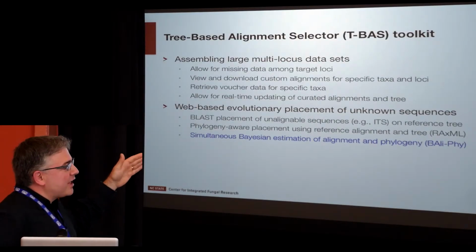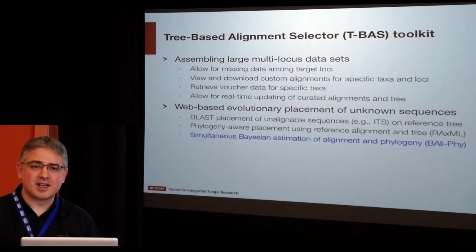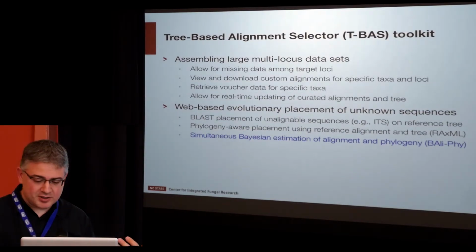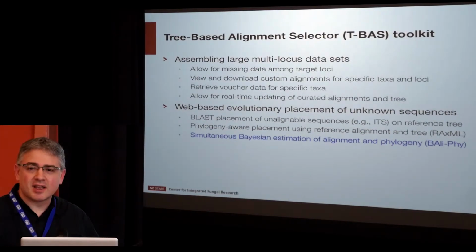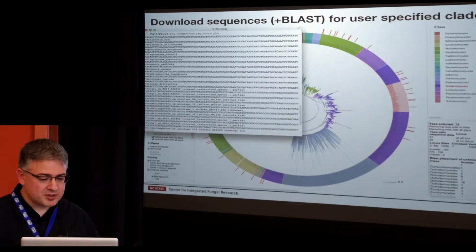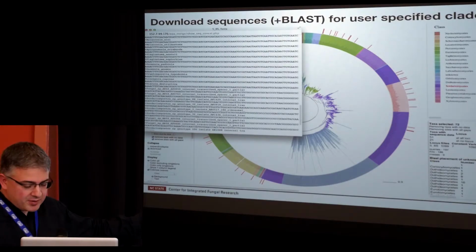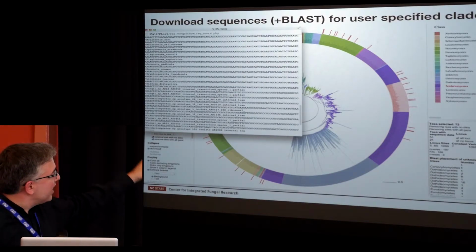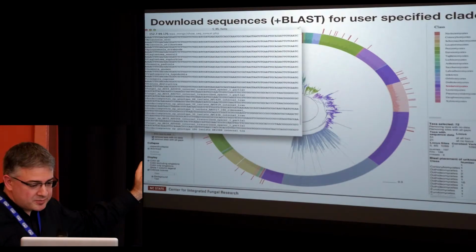So what if your sequences, those blast hits, are really divergent? There's also the opportunity to use Baliphy, to simultaneously take into consideration that uncertainty in the alignment. And this is not yet implemented, but this is something that we want to do in future developments of this tool. And we're already set up to do this because you could select any one of these clades and download not only the alignments, but the blast hits that fall into that clade.